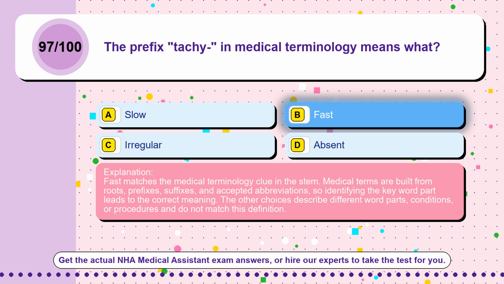A normal resting adult pulse is typically 60 to 100 beats per minute. Rates below or above that range may indicate bradycardia or tachycardia depending on context. The other ranges are outside the typical adult resting pulse range unless a special condition is present.